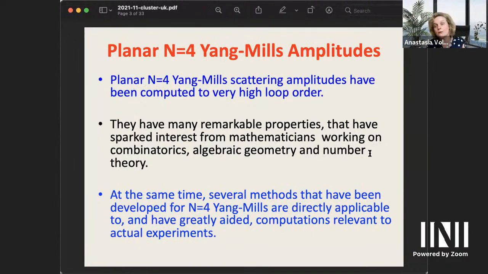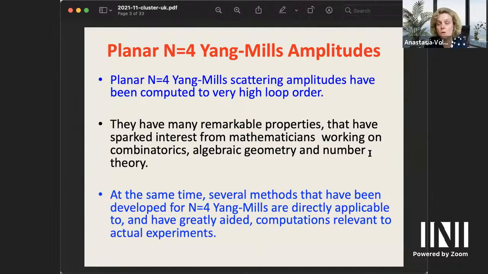We are looking at this theory, but the goal is really to eventually develop the tools which help the physicists who work on these very difficult computations relevant for collider physics. And indeed, some of the tools that have been developed have proven to be helpful for real experimentally relevant processes.